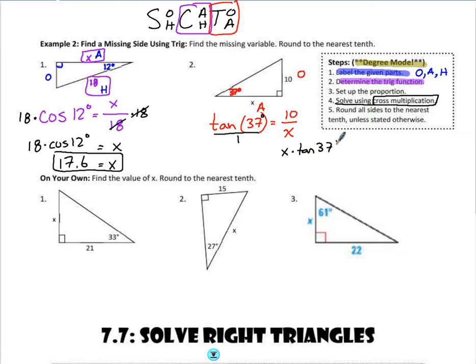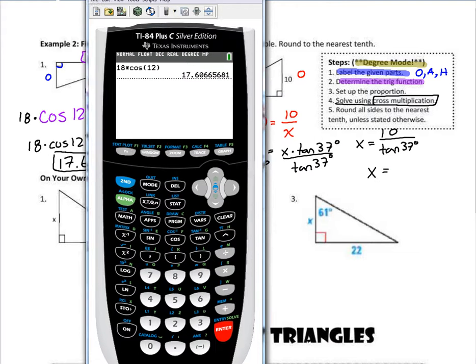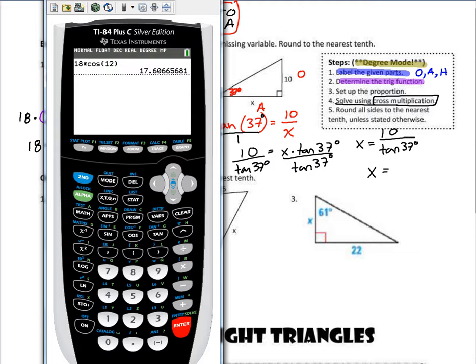To solve for x, I need to isolate x, so on both sides I will divide by the tangent of 37 degrees. So in my calculator, I will put in 10 divided by the tangent, next to cosine, tangent of 37 degrees, close parenthesis. When I do that, I get an x value of 13.27, which will round to 13.3.